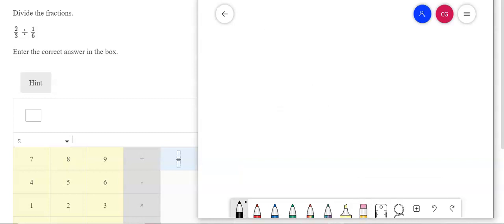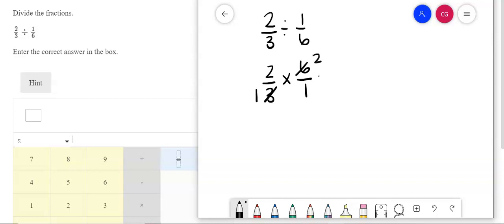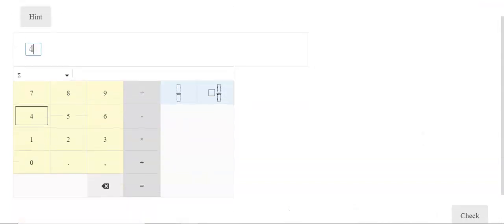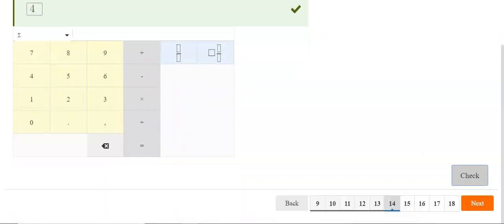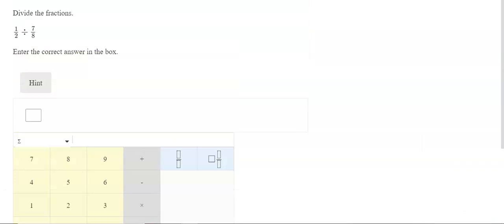I have 2/3 divided by 1/6. The 2/3 comes straight down. The division changes to multiplication, then I flip. 3 goes into 3 once. 3 goes into 6 twice. 2 times 2 is 4, so your answer is 4. 15.